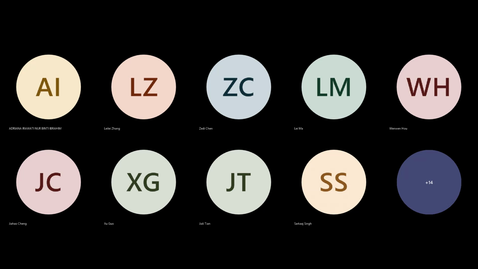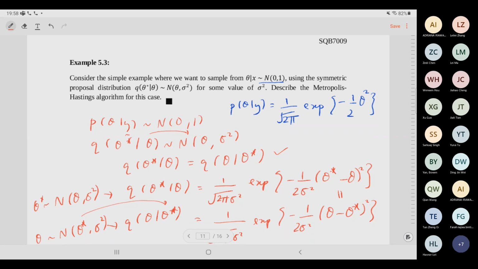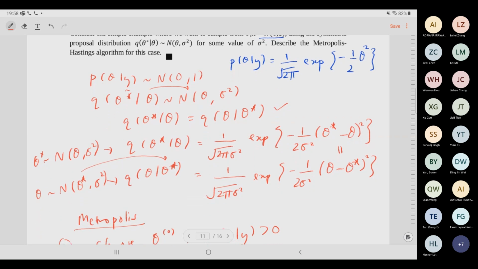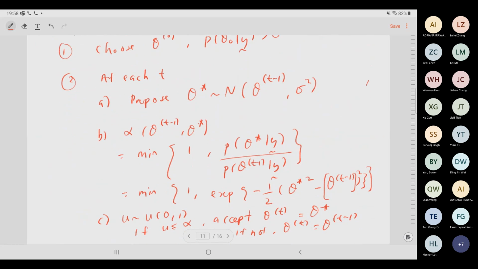If you remember from last week, we stopped here and we looked at the example, right? Where you have the Metropolis-Hastings algorithm, and we use the proposal, which is the normal distribution with mean theta and variance sigma square. And we have shown that this is actually a symmetric proposal, right? A symmetric proposal means that you can simplify the acceptance probability for the Metropolis-Hastings algorithm, right?